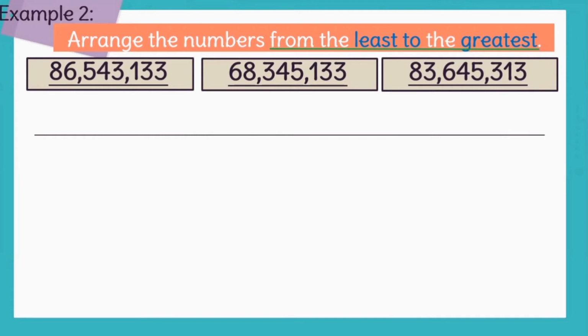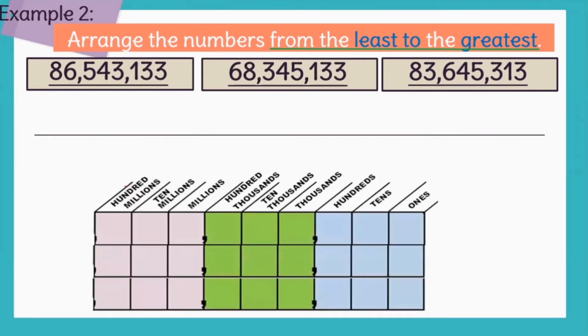Another example, arrange the numbers from the least to the greatest. So we have the three numbers here. So let's place all the digits in the proper places using the place value table. First number, second number, and the third number.